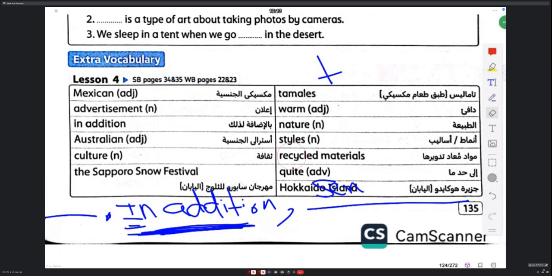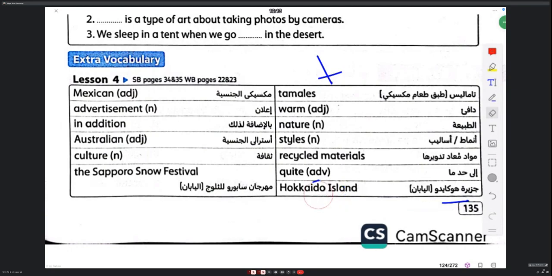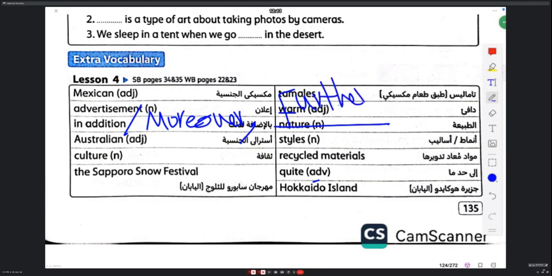In addition, followed by a sentence, subject plus verb. In addition means moreover, the same use, comma, and the sentence. Furthermore, comma, and the sentence.